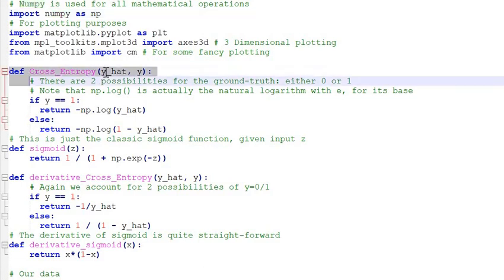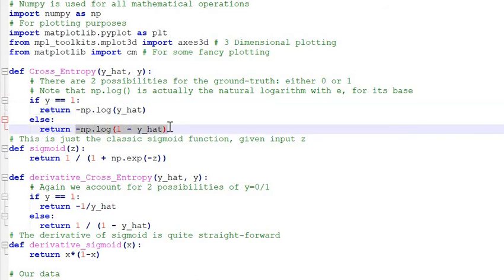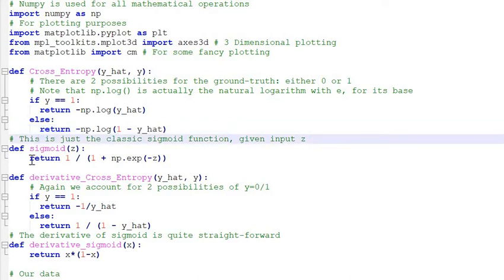This is how we are defining a function with my parameters y hat and y. If y is equal to 1, it is returning minus np.log y hat, and otherwise it is returning this particular value. This equation I have already shown you in my slides. Then, as I am using a sigmoid function, I am also defining a function sigmoid, which is nothing but the equation of my sigmoid, that is 1 divided by 1 plus e to the power minus z.